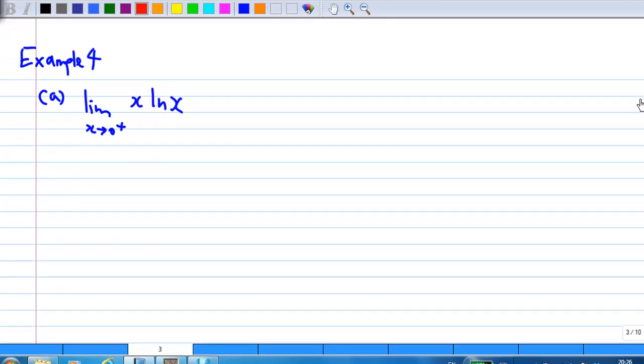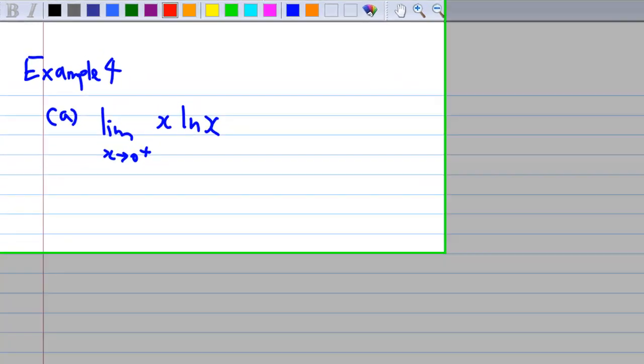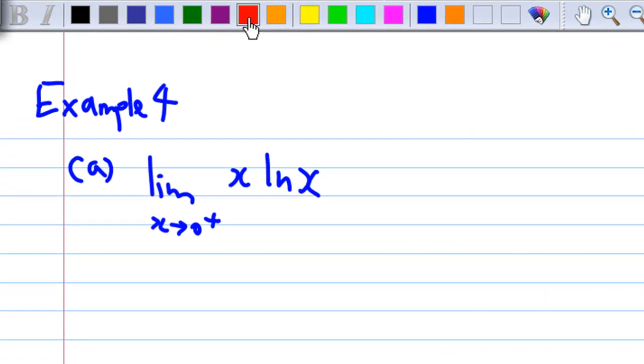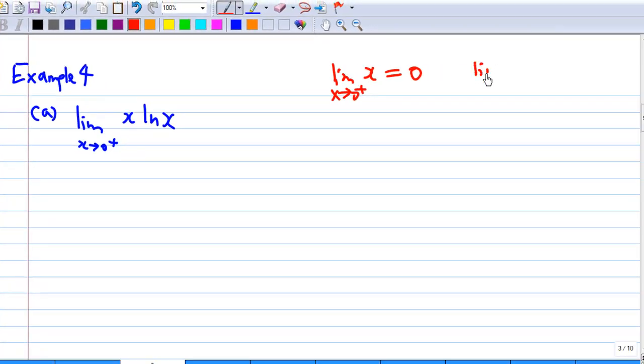Take for example, example 4, the limit of x ln x when x approaches 0 plus. We know that when x approaches 0, x goes to 0. However, the limit of ln x as x approaches 0 is negative infinity. So you have a 0 times infinity form.